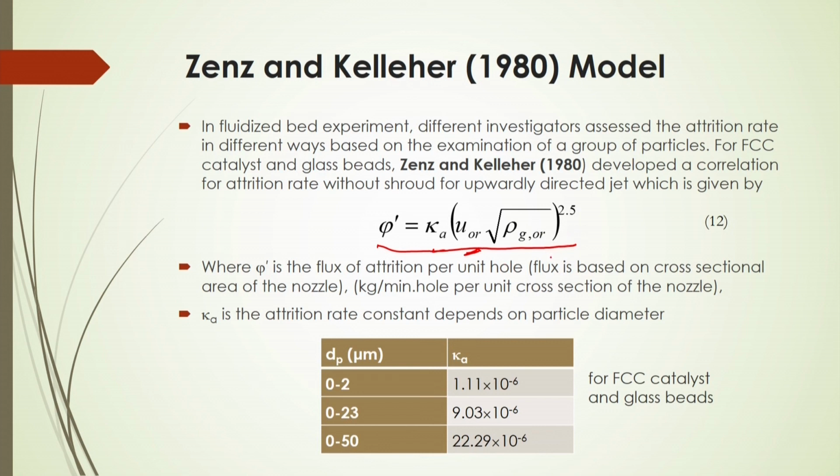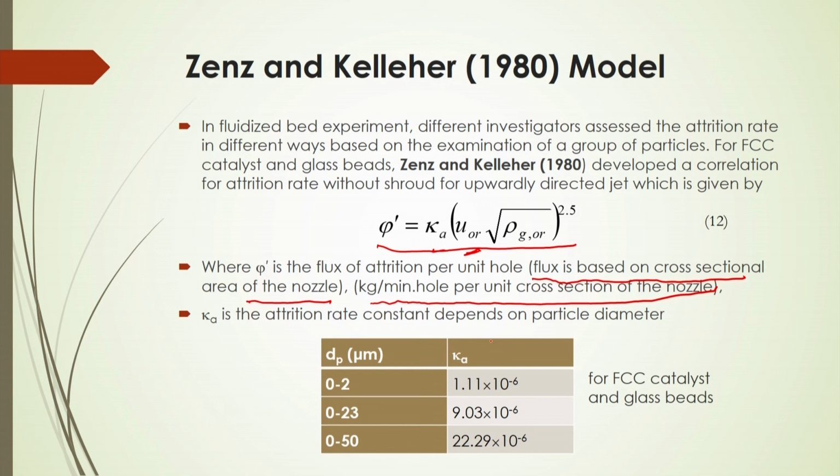That attrition rate depends on the density of the gas here. And this attrition rate per unit hole, that is, the flux, is based on the cross sectional area of the nozzle. You can also define it that way. So, that is kg per minute per hole per unit cross section of the nozzle. In that way you can calculate.